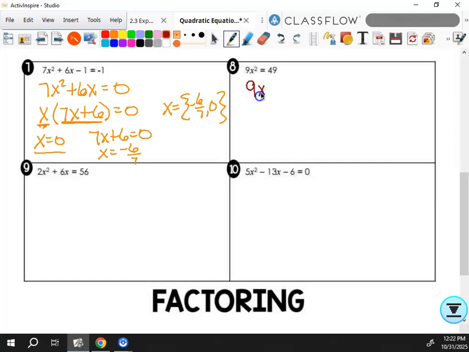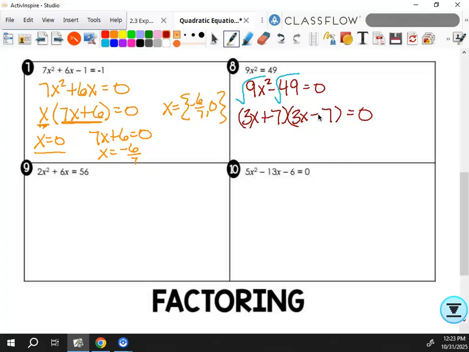So 9x squared minus 49 equals 0. I'm not going to factor it like I did everything else because this is just random. But what is this called? It's a special case? Difference of squares. Good. So if both of these are perfect squares, and I can take the square root of both of them, I am going to get two binomials here. Square root of 9x squared is 3x. Square root of 49 is 7. So I fill that in. And then one of them is plus, one of them is minus.